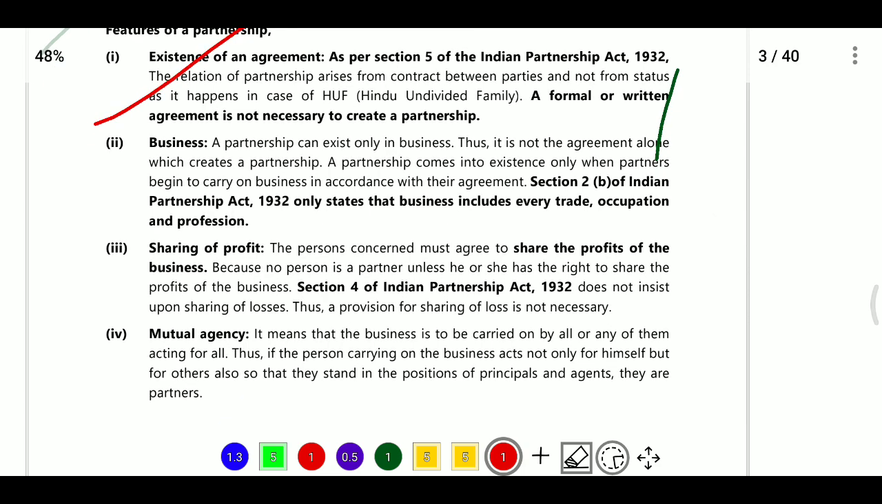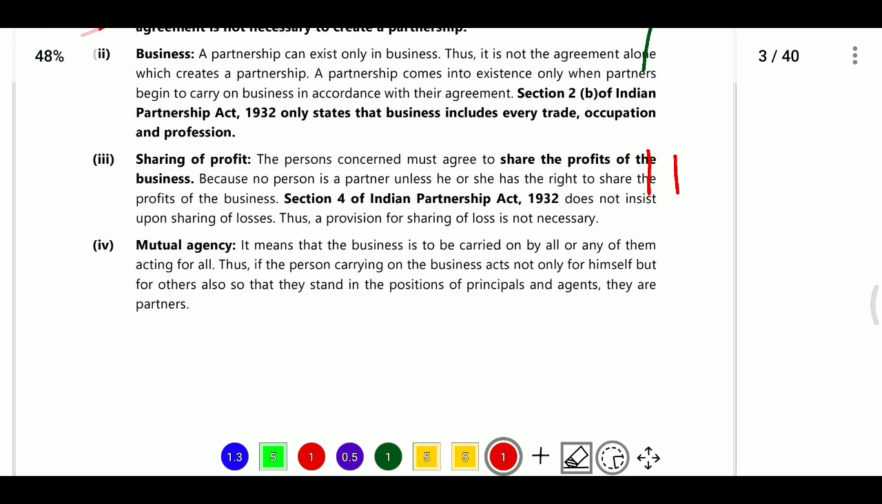Now, what is meant by business? Business means anything they want to carry on, which means any trade, occupation or profession. For example, A, B, C want to start a business of IT services. This constitutes a partnership as it involves continuous activity aimed at earning profits. So business means they have some trade or occupation, they have the aim to earn profit, and they have continuous activity, then it is known as business.